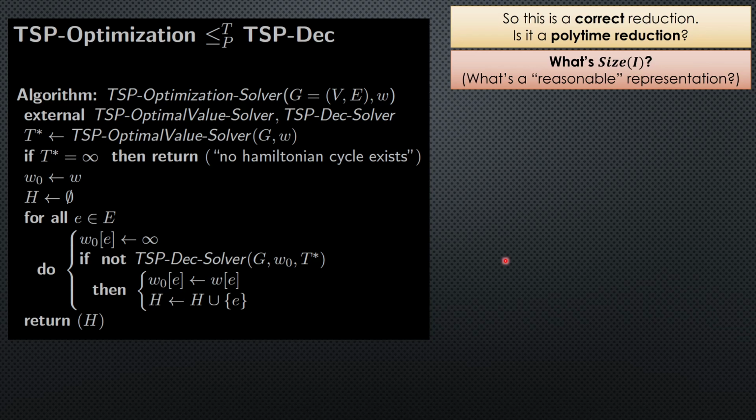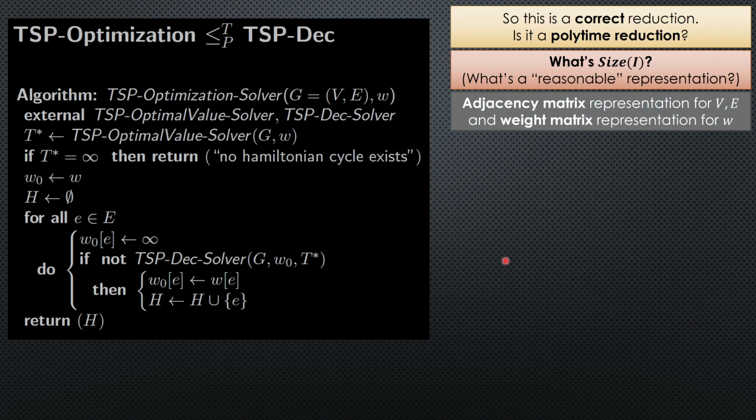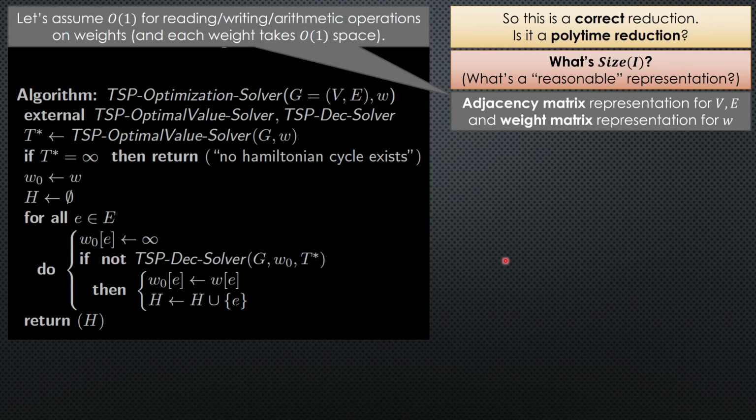I give a bunch of examples of representations that are exponentially too large. Okay, so let's pick what I consider to be a reasonable adjacency matrix representation for V and E, and a weight matrix representation for W. Okay, so adjacency matrix representation for the graph, weight matrix representation for the edge weights, and let's just assume that it takes O(1) time to read, write, or do arithmetic operations on weights, and that each weight takes O(1) space, okay?